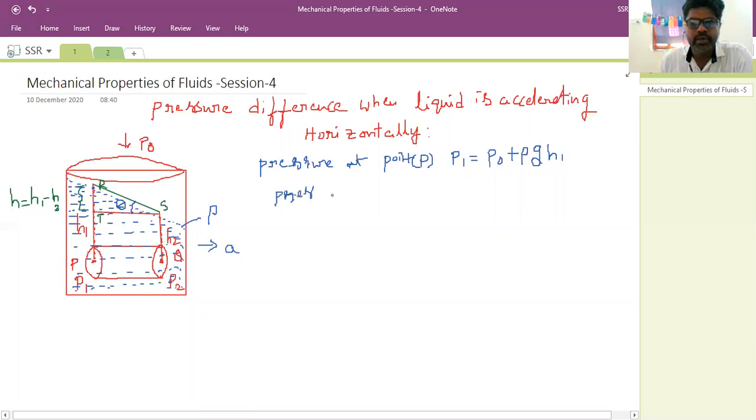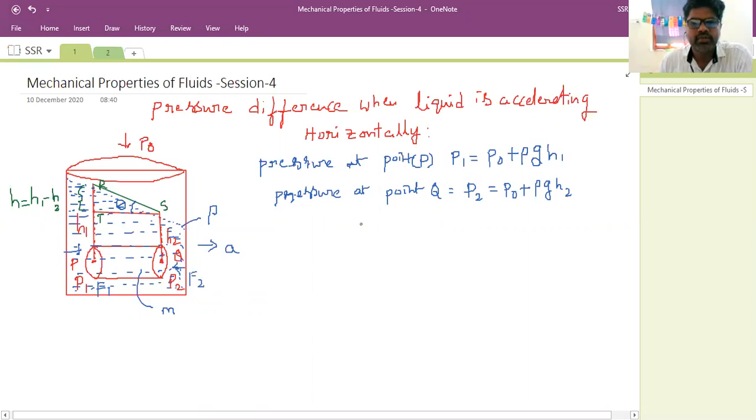Then the pressure at point Q, you can tell me. Pressure at point Q, P2, is equal to P naught plus rho g H2. Now the liquid is moving horizontally. Let us say the mass of this cylindrical liquid is m. Then what is the force acting at point P? Because it is moving towards the right, the force will definitely act towards the right. Let us say F1 is the force here. The force acting at point Q, oppositely, by this liquid is F2.